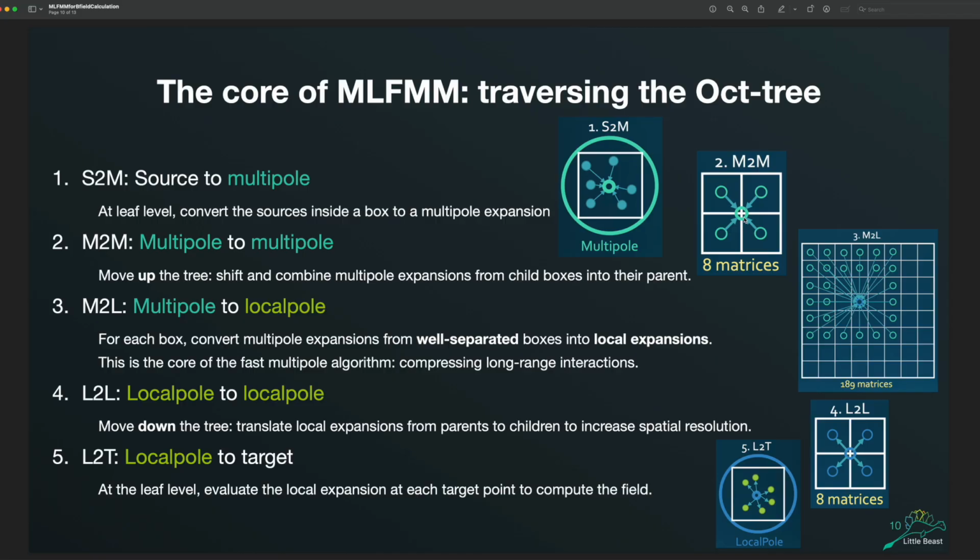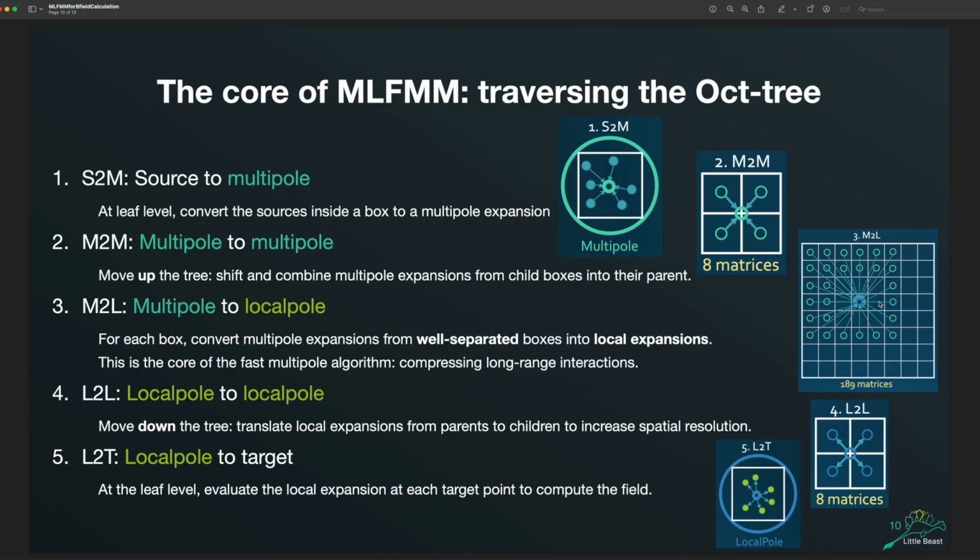Then the most computation heavy step is number 3, where you go from multipole to local, because that is where for each box, as is shown over here, you convert your multipole expansions from well-separated boxes into local expansions. So that's where you do your calculation. This is the core of the fast multipole method, and it's basically compressing all these long-range interactions.